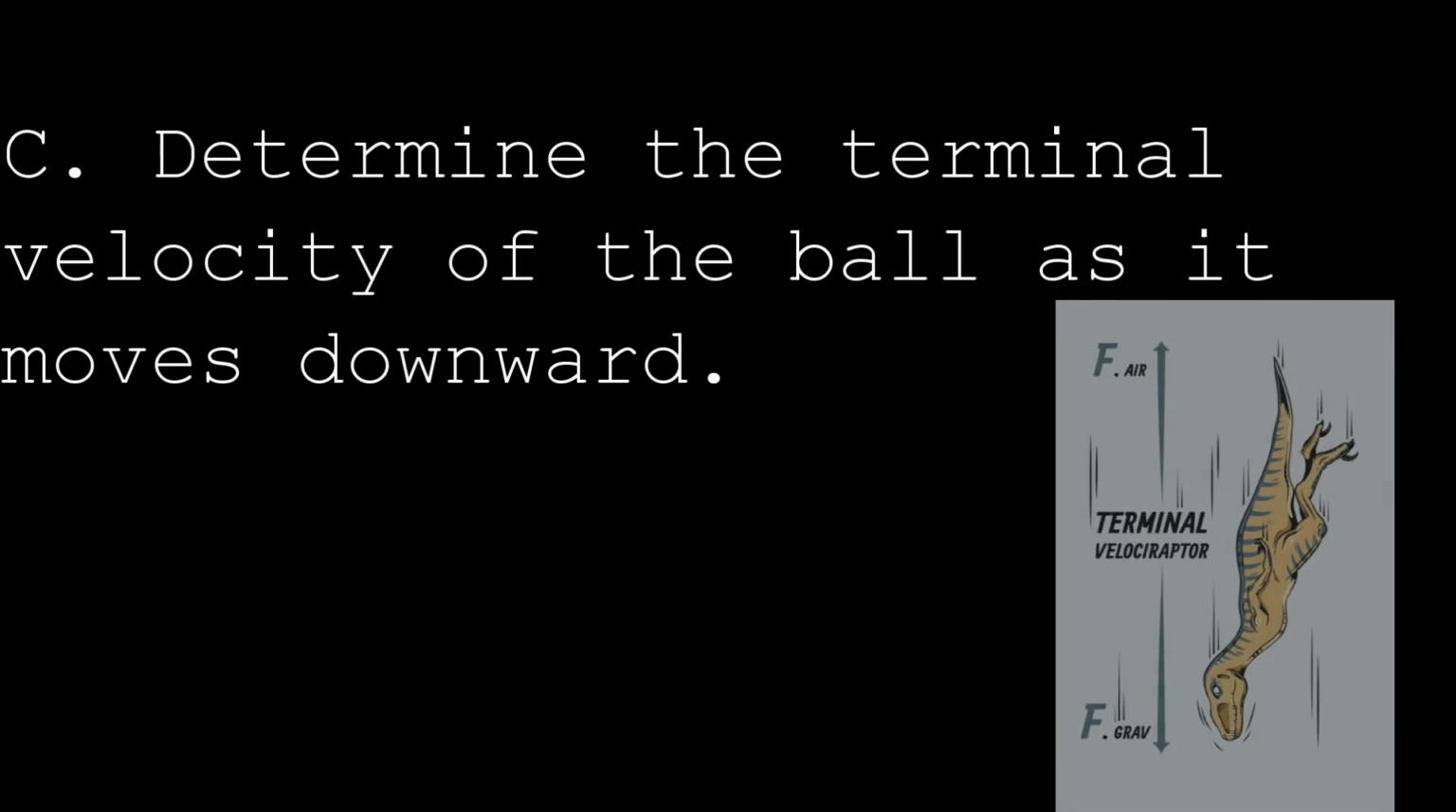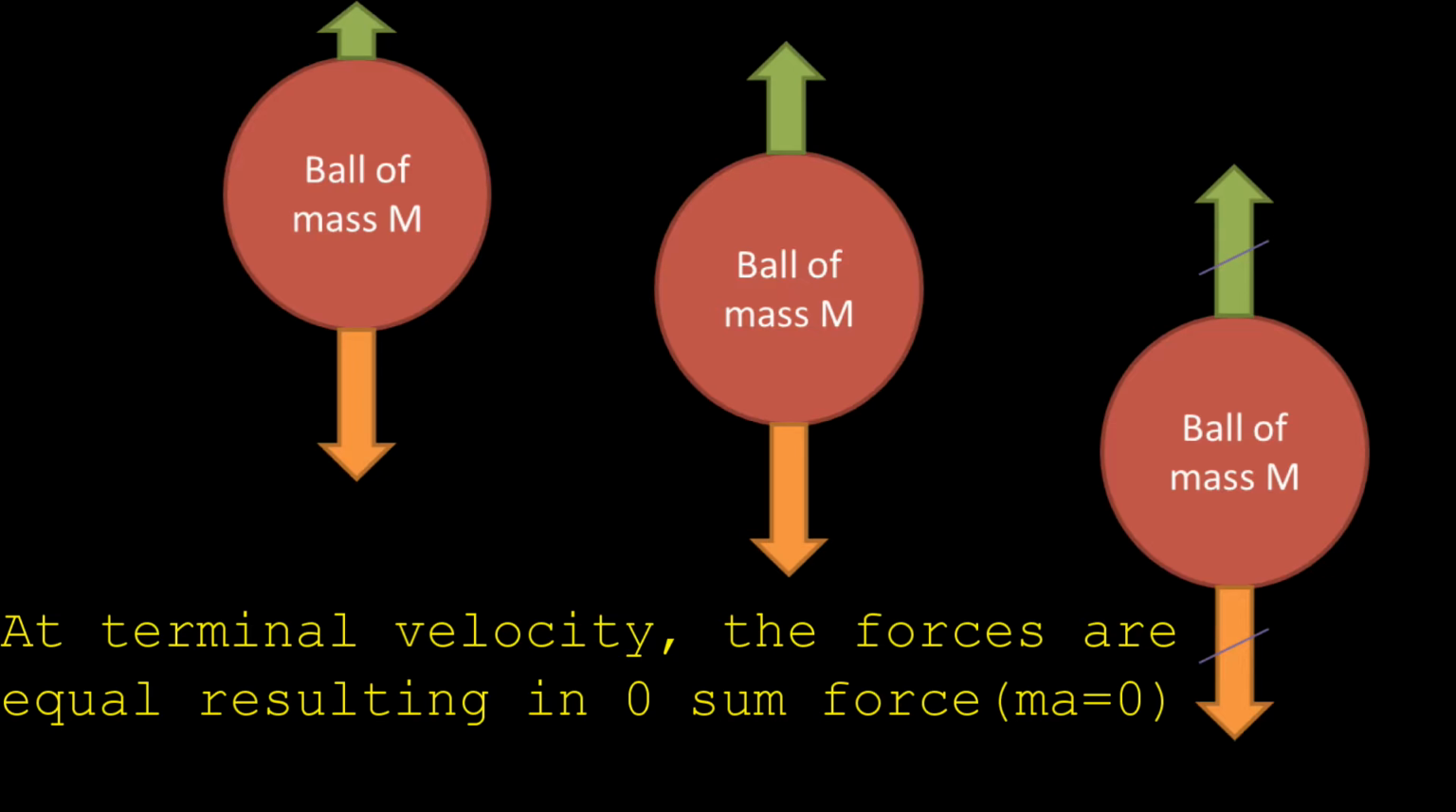And moving on to part C, it asks us to determine the terminal velocity of the ball as it moves downward. So first we ask, what is terminal velocity? We know a ball falling at terminal velocity, the forces are equal, resulting in a zero-sum force, where ma essentially equals 0. So what does that actually mean?